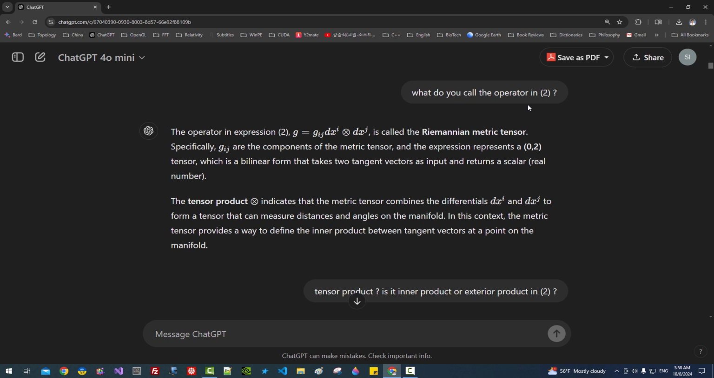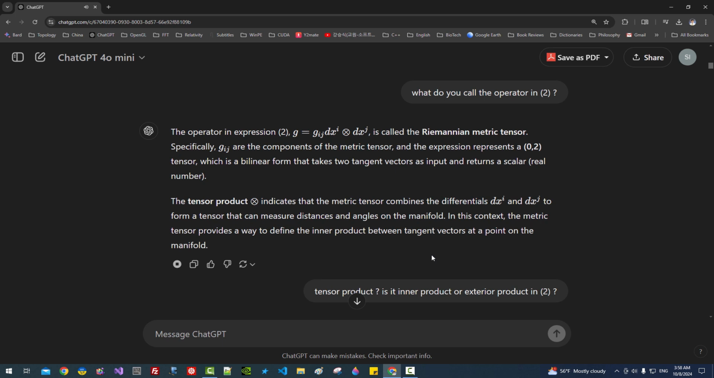What do you call the operator in 2? The operator in expression 2, g equals g_ij dx^i ⊗ dx^j, is called the Riemannian metric tensor. Specifically, g_ij are the components of the metric tensor, and the expression represents a (0,2) tensor, which is a bilinear form that takes two tangent vectors as input and returns a scalar, a real number.